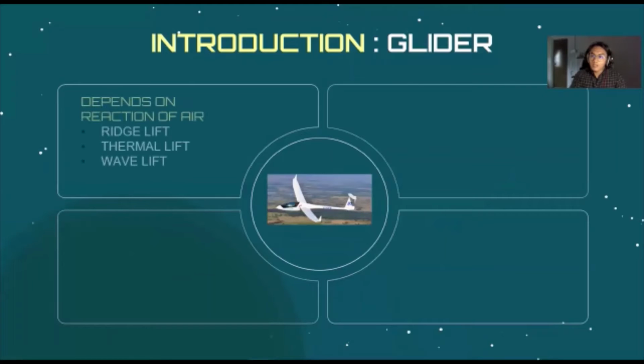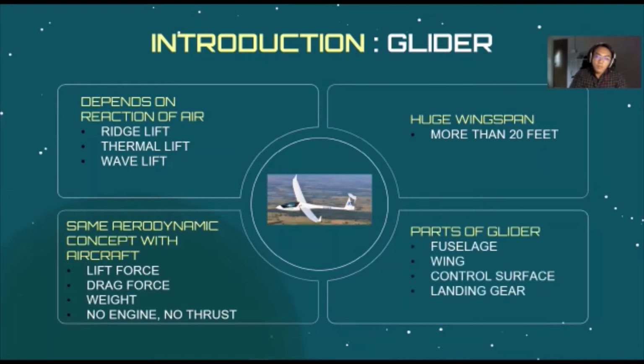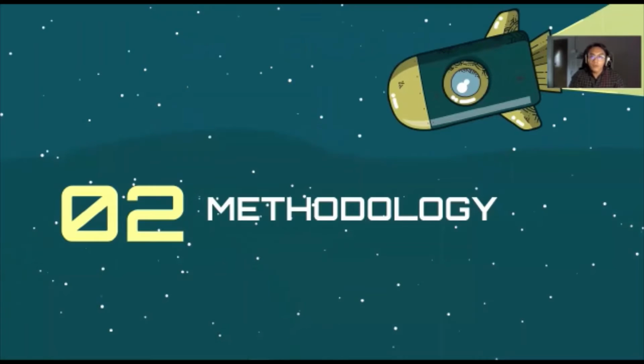So what is a glider? A glider is an aircraft which is totally dependent on the reaction of air in the atmosphere. It shares the same aerodynamic concept with a normal airplane, except there is no thrust because there is no engine. The dominant characteristic of a glider is the huge wingspan, and the parts of a glider are the same as an aircraft.